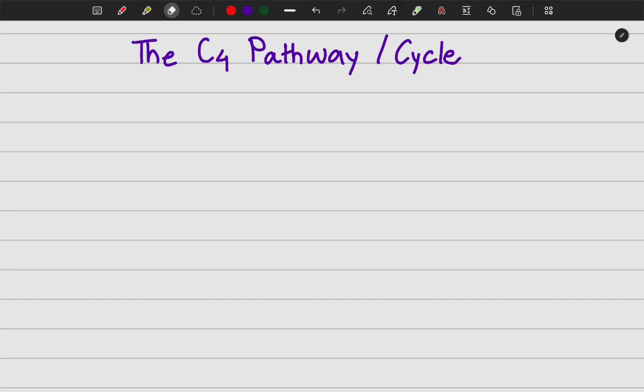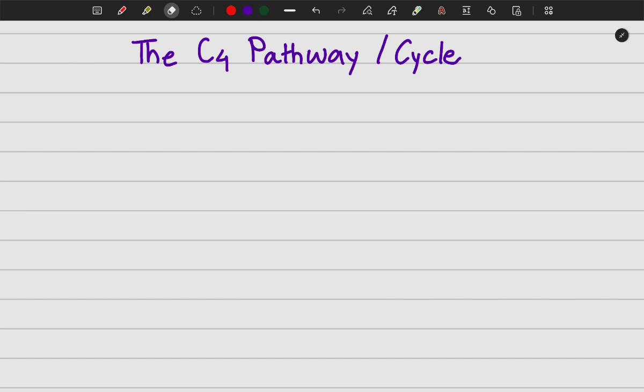In this session, we are going to learn about the C4 pathway or the C4 cycle. The C4 pathway or the C4 cycle is a special type of cycle which is found in special type of plants called the C4 plants, in which the carbon dioxide will be fixed in a unique way. How it will be fixed, we will see just in a bit with the help of a diagram. First, let us understand what are C4 plants.